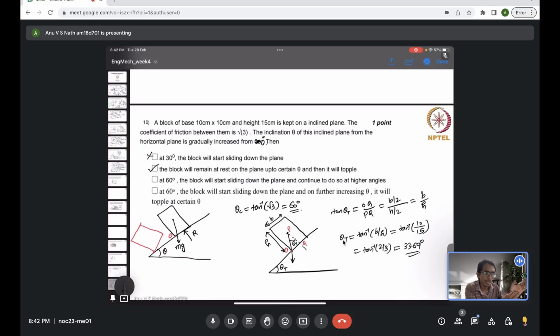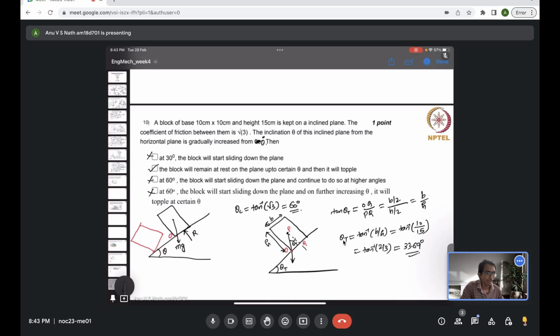And option C, at 60 degree the block will start sliding down. That is true, but here it won't happen, because the toppling effect will dominate. So it will first topple, so option C is not correct. Now option D, at 60 degree the block will start sliding down the plane, and on further increasing theta, it will topple. We have found the toppling angle is lesser than the friction angle, so it will first topple and then it will move down. So option D is correct.